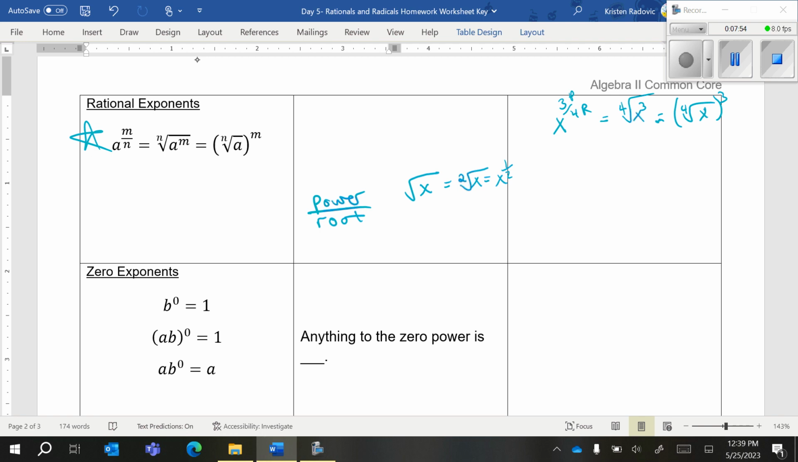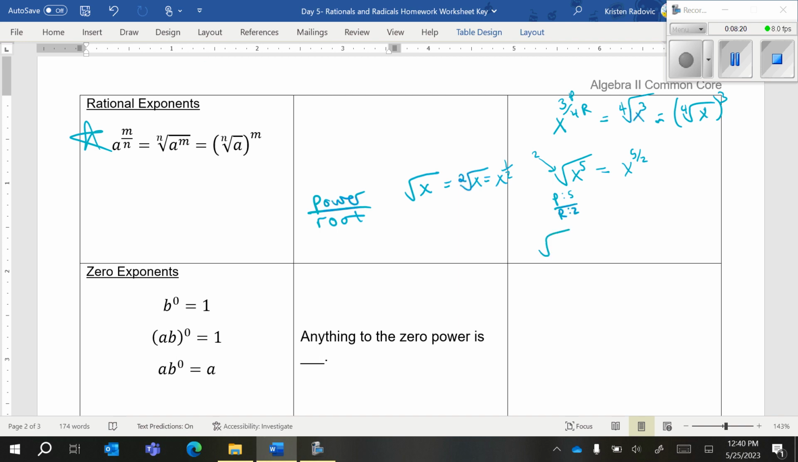If you were to have the square root of x to the 5th, you need to know that your power is 5 and your root is 2. If you don't see a number there, you do need to know that that value is 2. So this is the same as x to the 5/2. And sometimes you have to distribute the root.